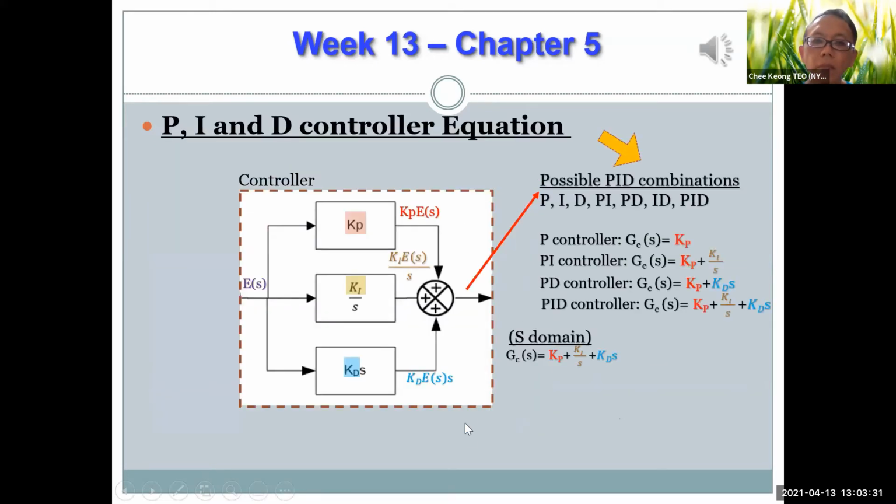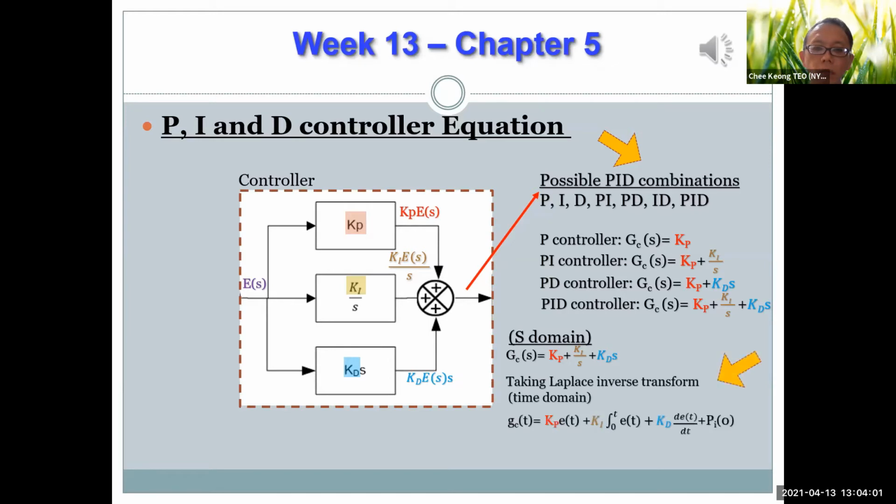P, I and D elements can be used based on need and requirement, and a number of combinations can be made out of it. Possible combinations listed are P, I, D, PI, PD, ID and PID. Whichever element P, I or D is used, Gc(s) will contain the respective controller parameters. These parameters, like Ki over s or Kd s, are in the s domain. If a time domain expression is needed, a Laplace inverse has to be performed.